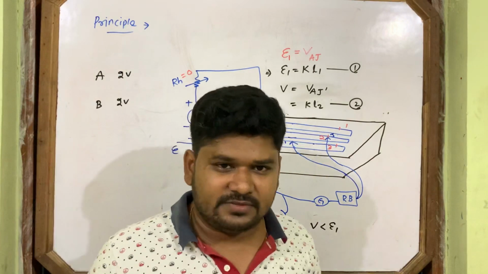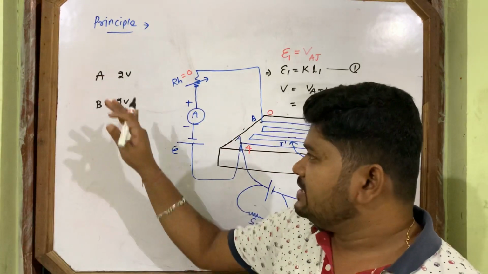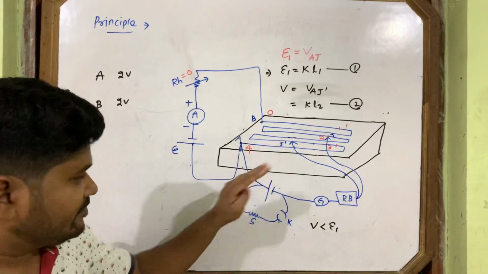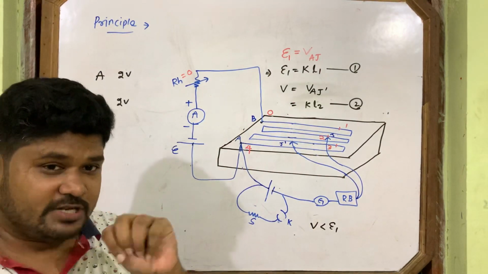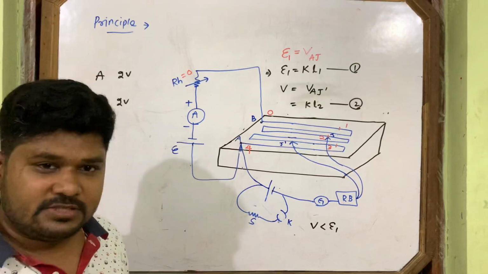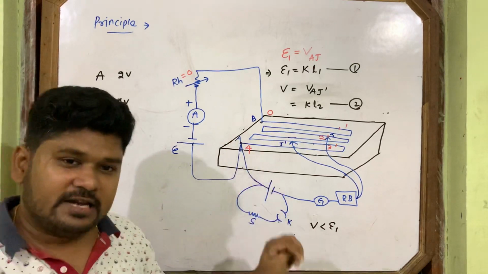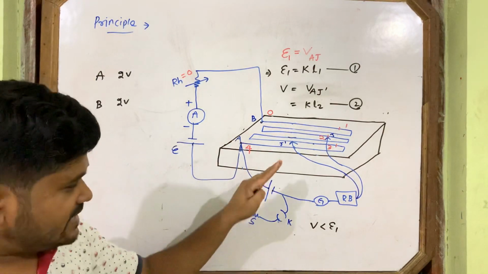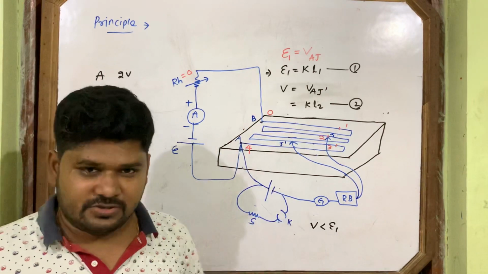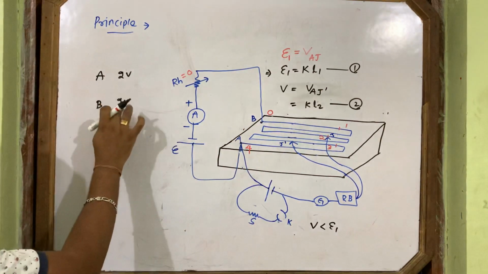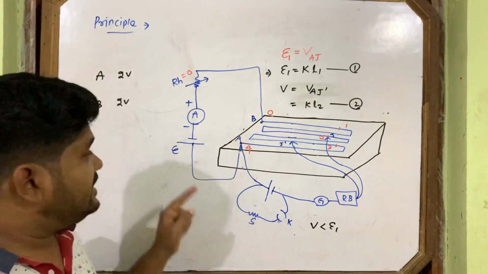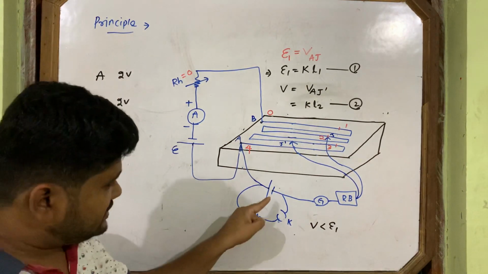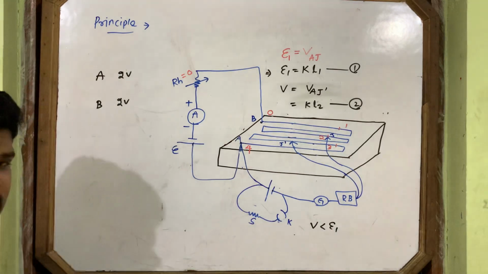I am connecting it to both potentiometers. This is potentiometer A. Another potentiometer is here, potentiometer B. I am discussing two potentiometers, one is A, another is B. The same cell is connected to both. In A, 2 volt is connected, and also in B, 2 volt is connected.